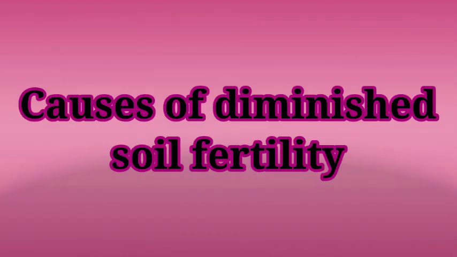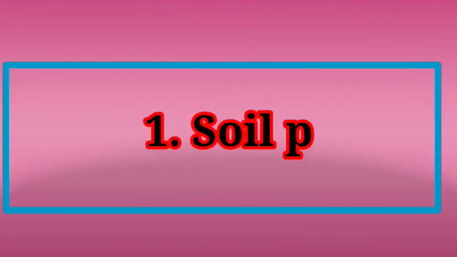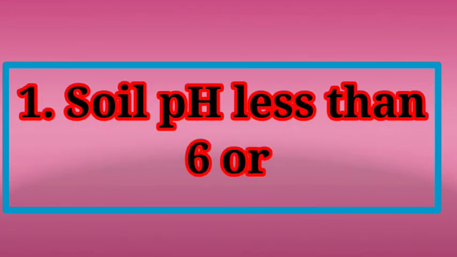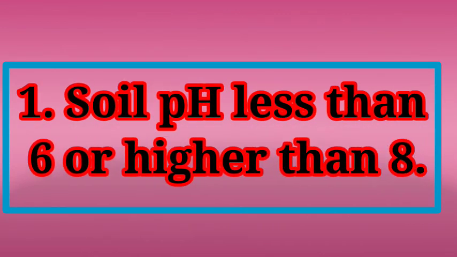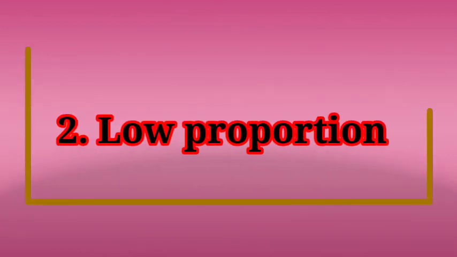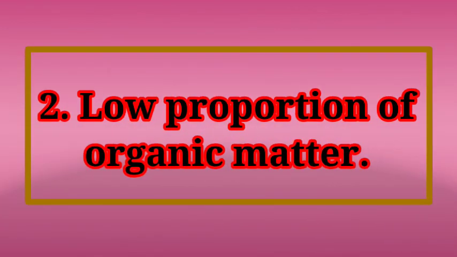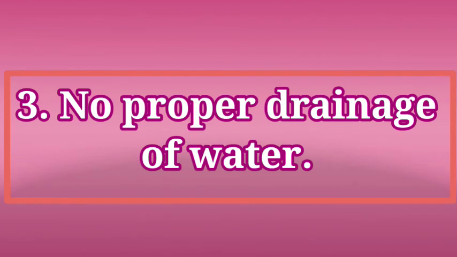Now, let's study the causes of diminished soil fertility. First cause is soil pH. If the pH of soil is less than 6 or higher than 8, the fertility of soil is diminished. Second important cause is a low proportion of organic matter in soil. Third cause is no proper drainage of water.